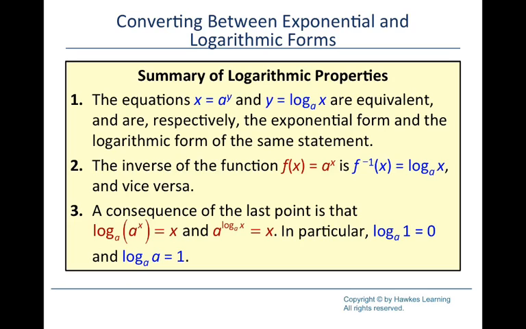We've got log base a of a to the x equals x, then a to the log base a of x equals x. Log of 1 is always 0 because anything to the 0 power is 1. And log base a of a, remember when the bases match, the exponent is the answer. In this case, the bases match, the exponent is 1. And so log base a of a is 1. If it was a squared, the answer would be 2. Okay, so let's go to the next slide.